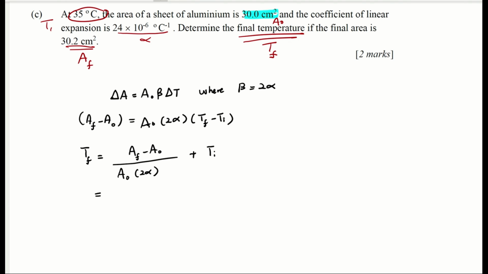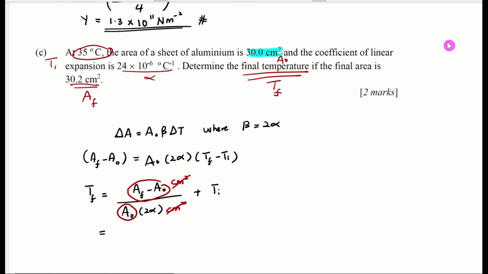Okay, sentimeter tu kenapa kalau kita tak tukar unit pun tak apa? Sebab kat sini unit dia adalah centimeter squared. Kat bawah ini pun dia ada centimeter squared. So nanti dia potong saja unit tu. Jadi kalau kita nak tukar dia punya unit pun tak ada masalah. Kalau kita nak tukar pada meter squared pun tak ada masalah. Kalau tak tukar pun tak apalah.